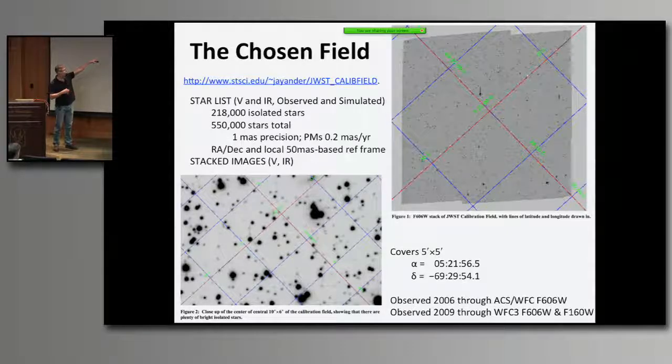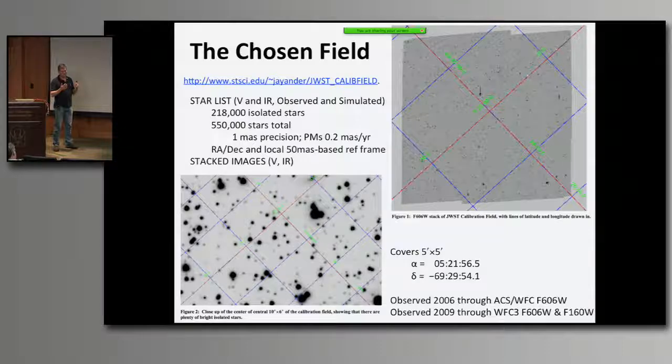extracted 218,000 pretty isolated stars that you could use for good astrometric solutions. There are maybe 550,000 stars total. I didn't go to find every single star I could find, but there are at least 550,000 stars in the field, probably more. Each star is measured to about 1 milliarcsecond precision. The stars are moving at about 0.2 milliarcseconds per year.